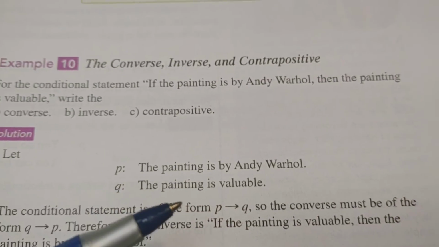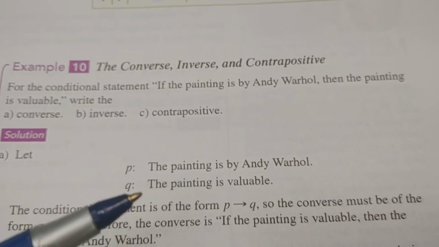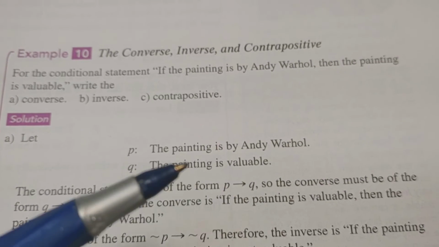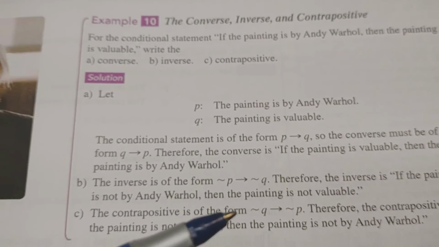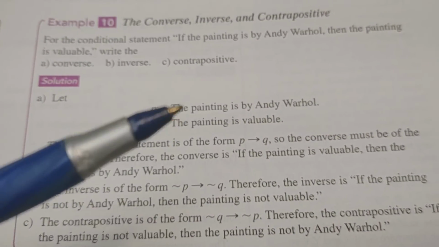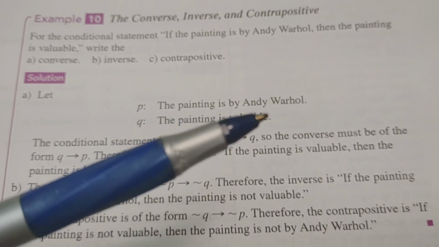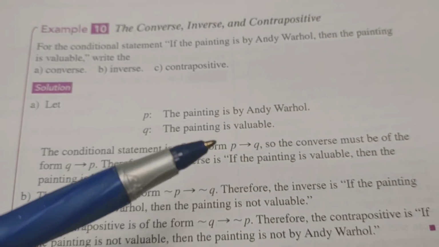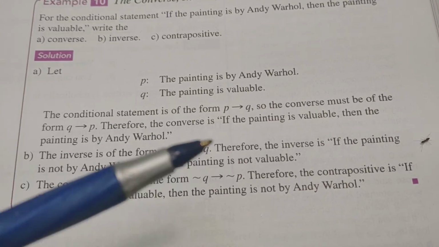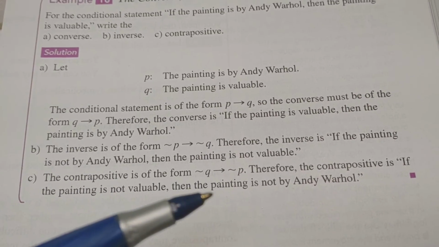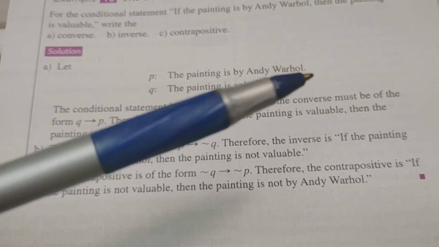So if my P is the painting is by Andy Warhol and the Q is the painting is valuable, then it would be if the painting is valuable, then the painting is by Andy Warhol. If we want the inverse, then we have to negate P and Q. So it would be if the painting is not by Andy Warhol, then the painting is not valuable. And then the last one is where we switch the inverse to make the contrapositive. So it would be if the painting is not valuable, then the painting is not by Andy Warhol.